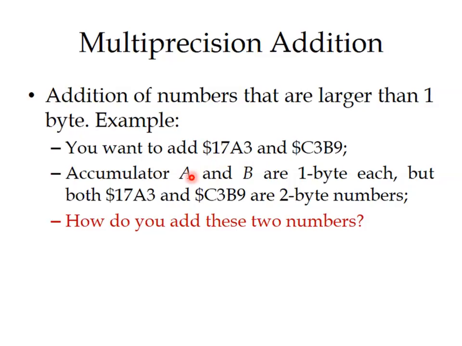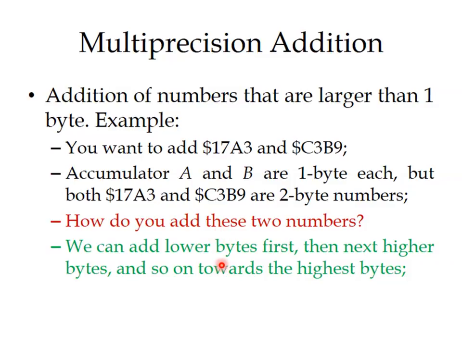Okay? Now, again, we all know that we have accumulators to handle the additions. So we have accumulator A and accumulator B, and both of those are 1 byte each. But the numbers that you have here are both 2 bytes long, right? Again, how do you add this? We can add the lower byte first in the first step, and then we can add the higher byte, right? Does it sound better? Now, for an example, if you look at the lower bytes, in the first number, the lower byte is A3, right? In the second number, the lower byte is B9.